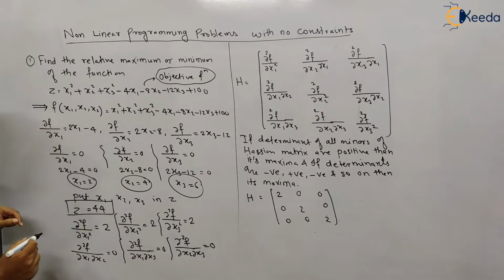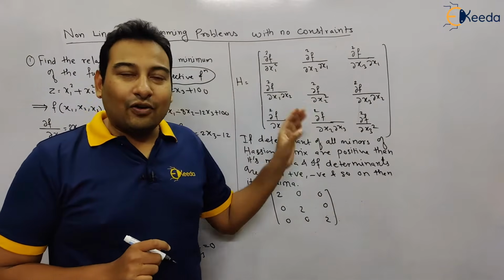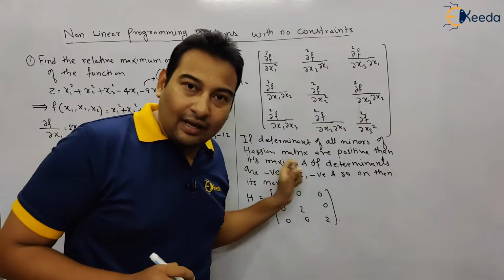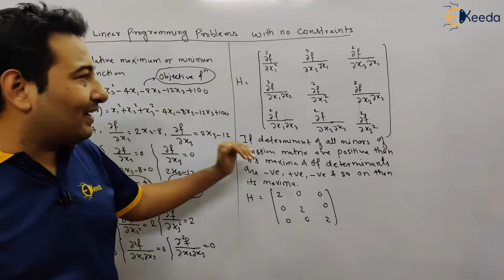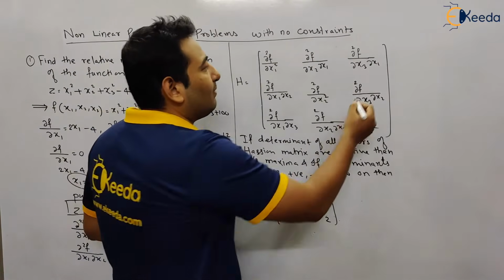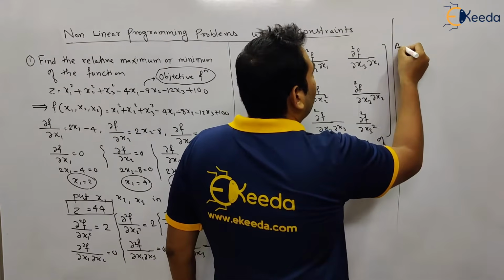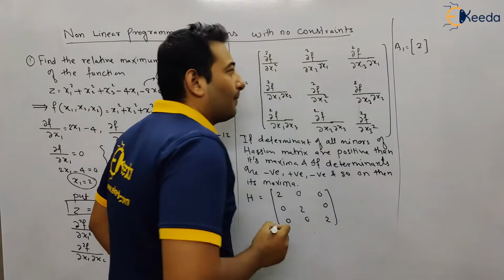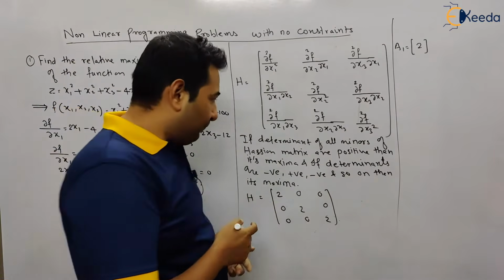I just need to check what to write here, maxima or minima. For that purpose, we are going to use the Hessian matrix. See the definition that I have written here. If the determinant of all minors, first of all, there are 3 minors here. What are the 3 minors involved in the problem? The first minor, let's say A1, is this. First row, first column is your first minor.